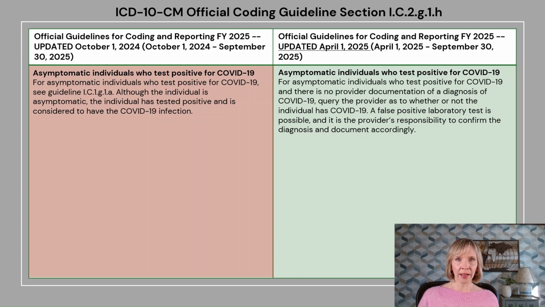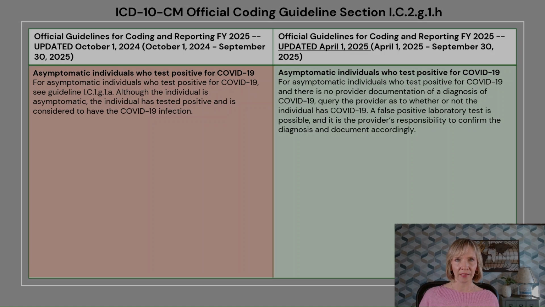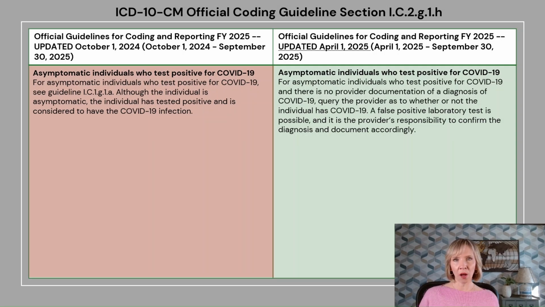According to the new guideline, which again goes into effect on April 1st, 2025, for asymptomatic individuals who test positive for COVID-19 and there's no provider documentation of a diagnosis of COVID-19, query the provider as to whether or not the individual has COVID-19. A false positive laboratory test is possible, and it is the provider's responsibility to confirm the diagnosis and document accordingly. This means that coders should no longer assign U07.1 for COVID-19 based solely on provider documentation of a positive COVID-19 test result.